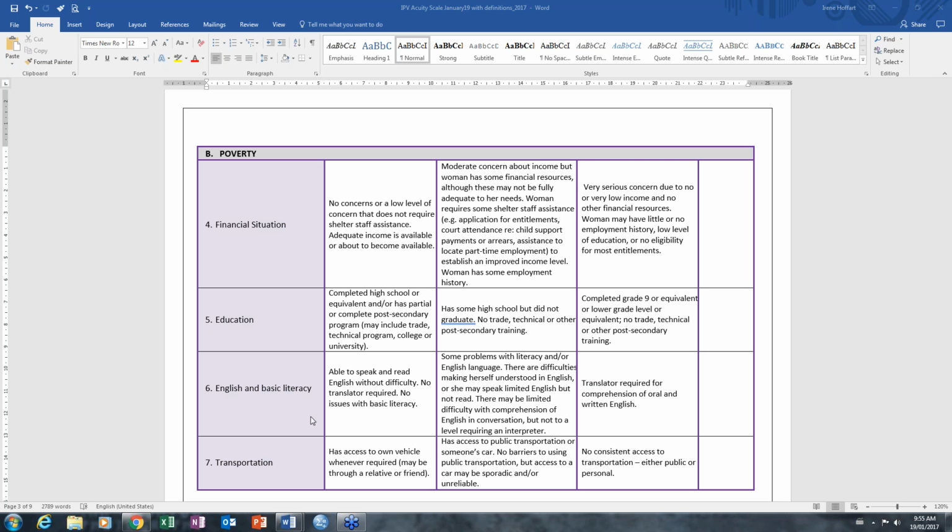And one more from Natalie. Would financial situation be 0 if they're on Alberta Works Assistance? Well, that's actually maybe a more challenging question for me.